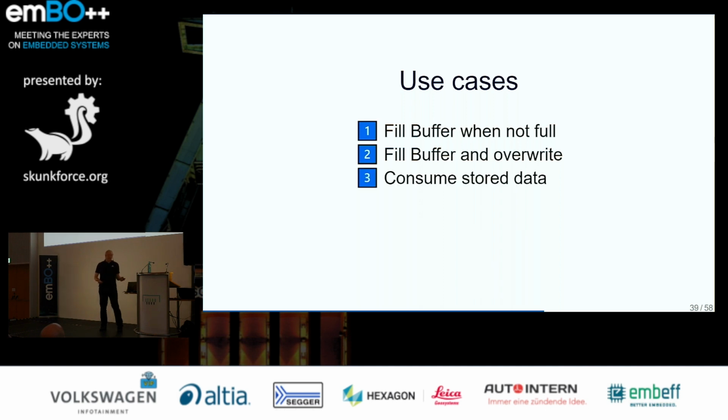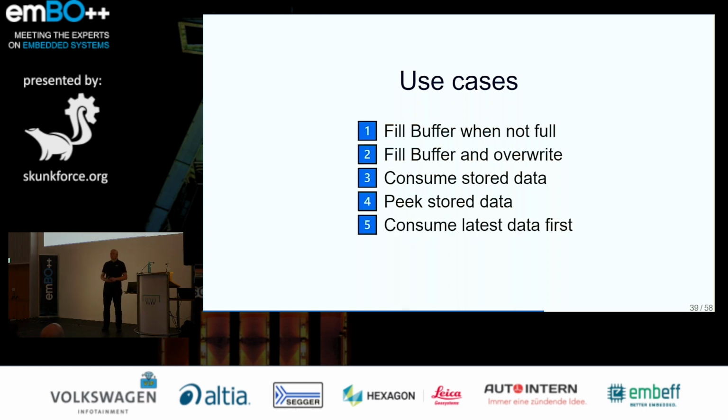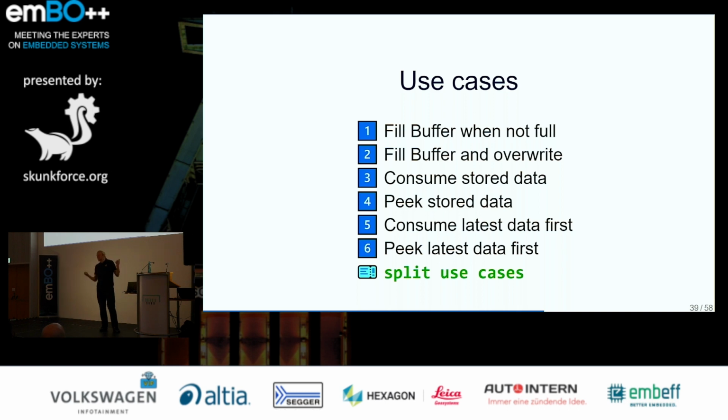Then there's a use case like consume the stored data and peek at stored data. And then we have the same variants like from the latest, so in reverse. So the idea that comes up, if we have like 6 use cases, maybe it's a good idea to split those use cases and not write one class that fits all, but for each use case, make one implementation. So how we can achieve that, let's see later.